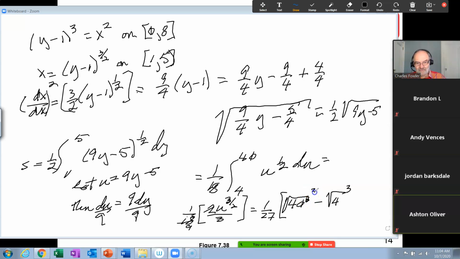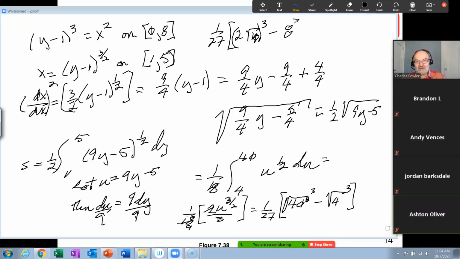I think I will do the cube here too. Boy, this part's always worse than the integration, isn't it? So this is 1 over 27. Now let's see what we've got here. Square root of 40, well, 40 is 4 times 10. Square root of 4 is 2, so it's 2 root 10. And that we're going to cube. Minus, the square root of 4 is 2. 2 cubed is 8.